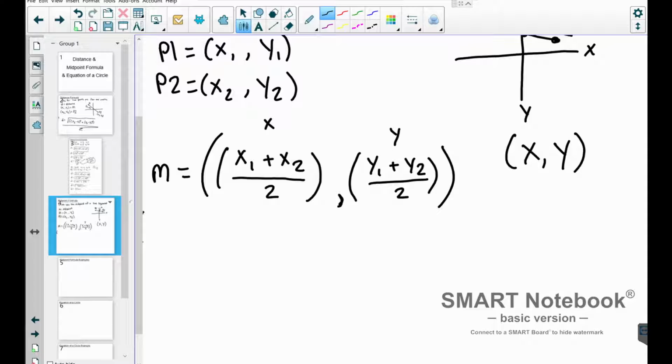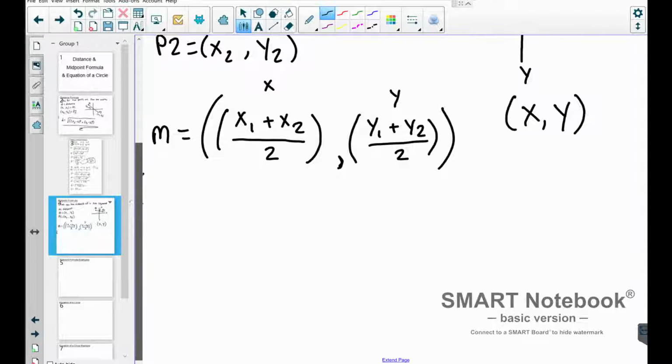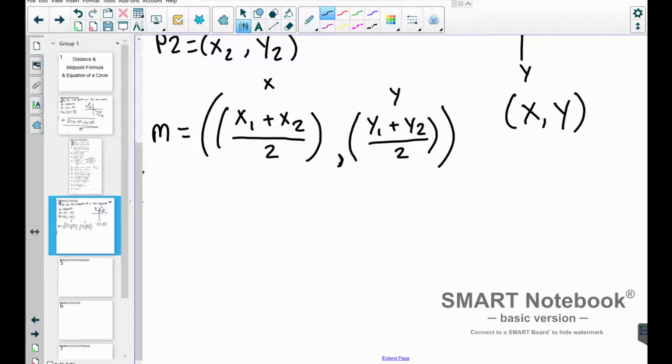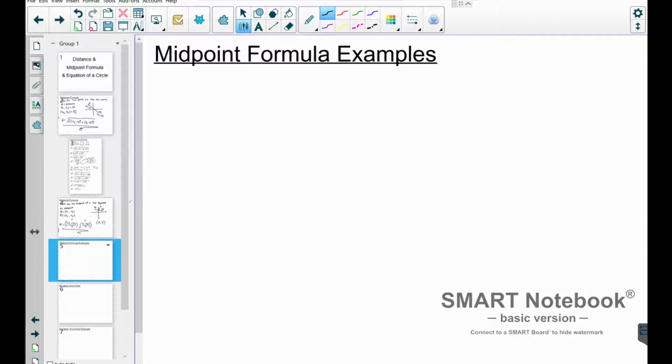So you do these two things almost separately of each other. In the last one, we added two separate things together and then got the square root. In this case, you just have two separate entities that you're working towards. And really what this is, x1 plus x2 divided by 2. You're just getting the average of those x coordinates. That's all you're really doing here. So let's do some examples of this.